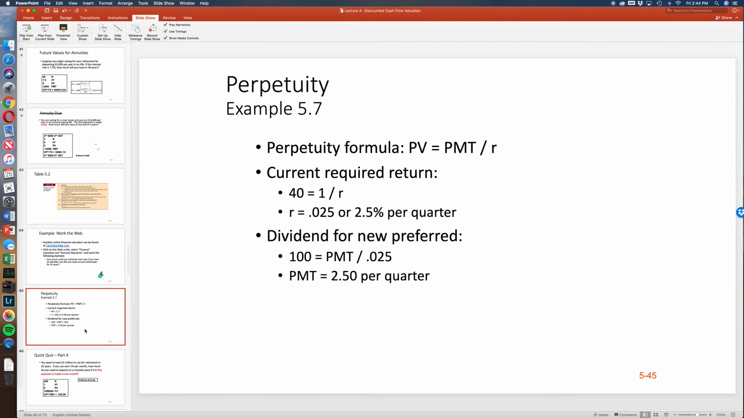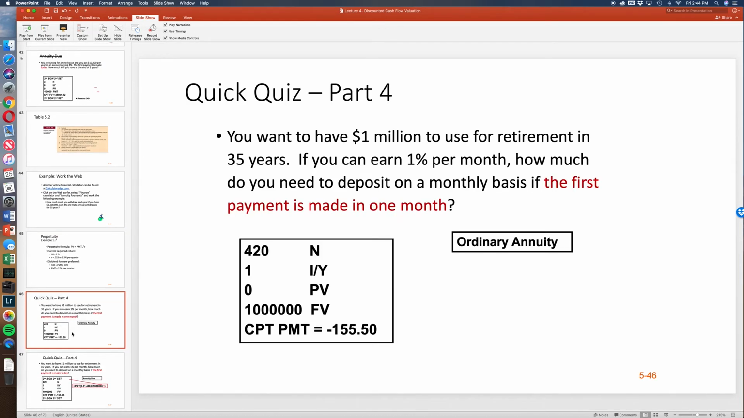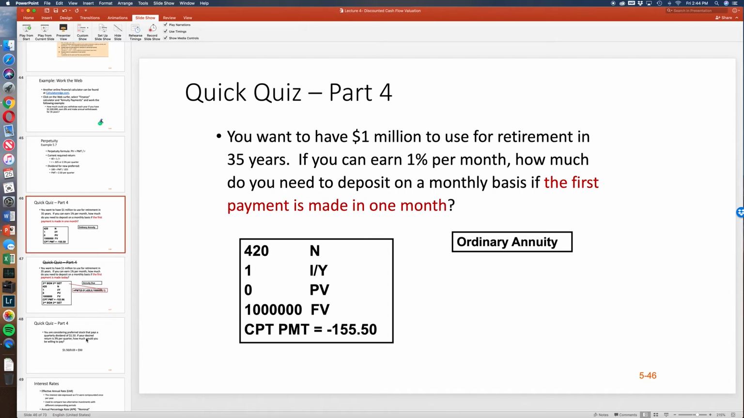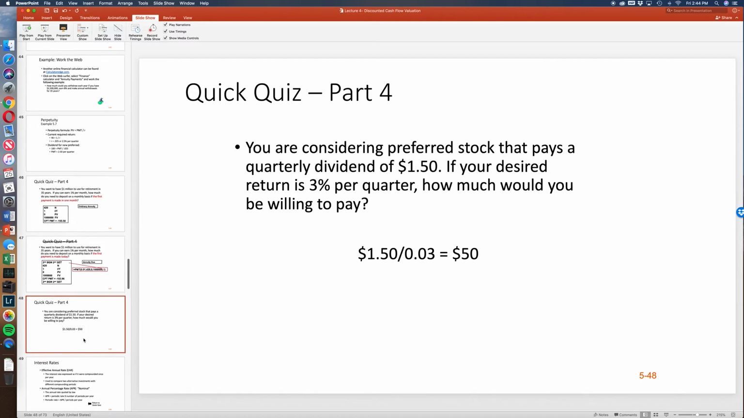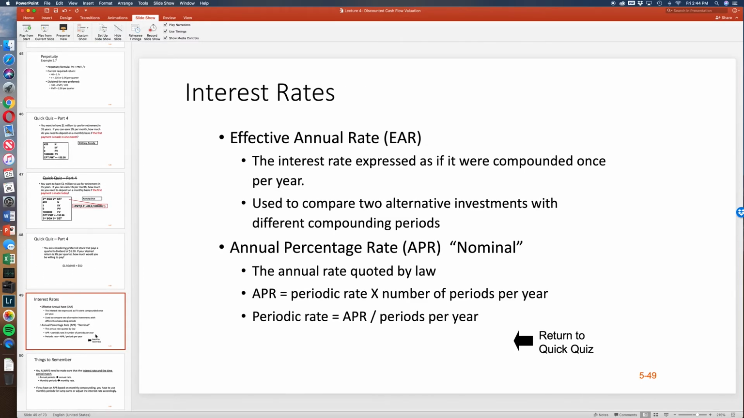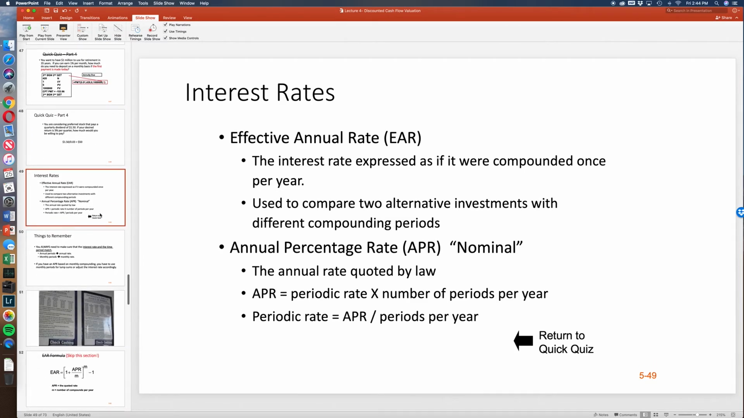There are a couple of exercises. You will do a quick quiz using the exercise. Here is... All right. Next, what we're doing is about interest rate.